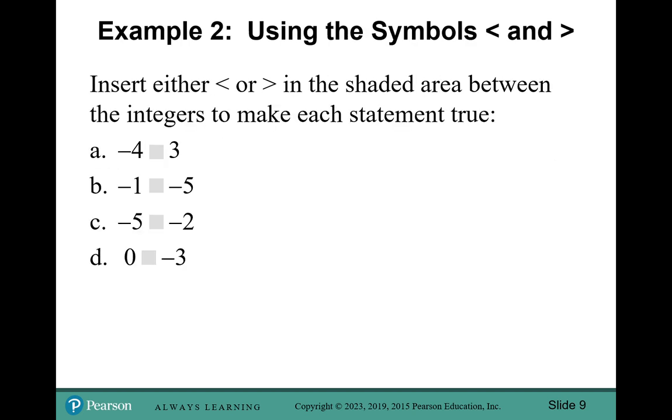Use the symbols less than and greater than. Insert either less than or greater than in the shaded area between the integers to make the statement true. So here we have -4 and 3. We're going to open it towards the bigger integer, so we're going to open it this way. We have -1 and -5. -1 is bigger than -5, so we're going to open it this way. We've got -5 and -2, going to open this way. We have 0 and negative 3, going to open that way.